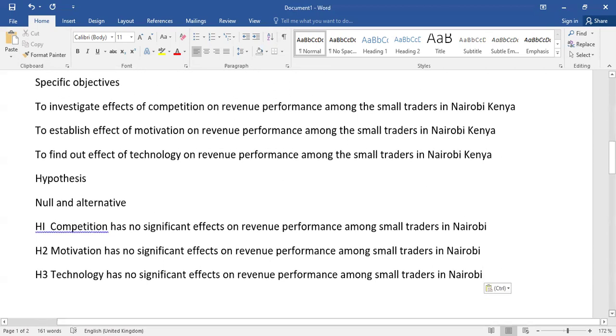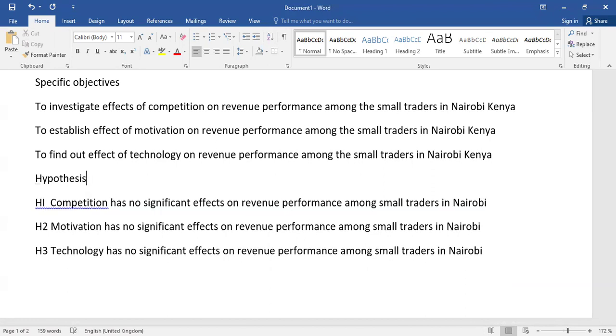Now, we have stated the null hypothesis. This is null; we don't say alternate. Or you can just talk about hypothesis. These are the arguments we're just making. But later, when we do the analysis, go to the field, do data collection, and analyze the data, and then we find out that competition has an effect, then you say you reject the null hypothesis.